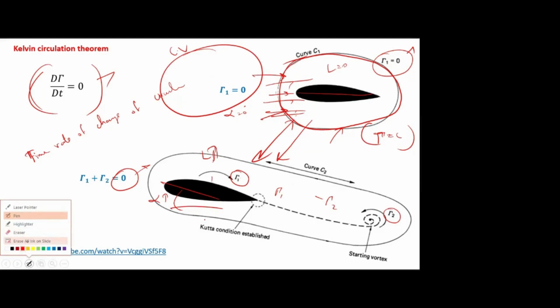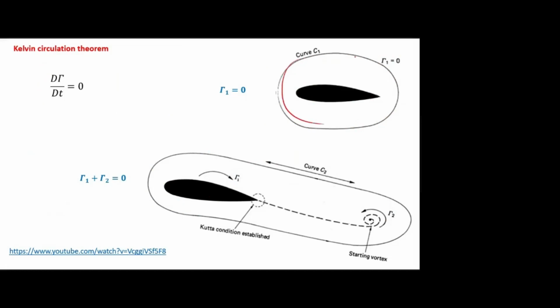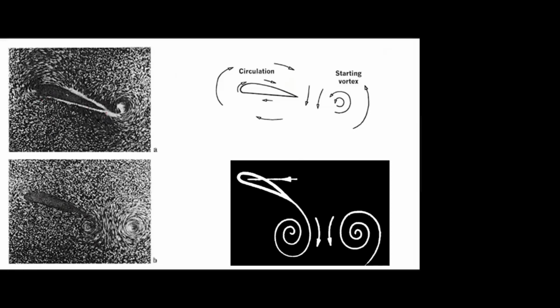For a particular control volume, the circulation is constant. So inside, many things can happen. Angle of attack can be increased, decreased, anything can happen, but the overall circulation will be constant. If it is 0, here also it will be 0. So here positive gamma, here negative gamma, overall gamma is 0. Here on the aerofoil, circulation, positive gamma. Here the starting vortex, negative gamma. Overall it is 0. And this is another case.